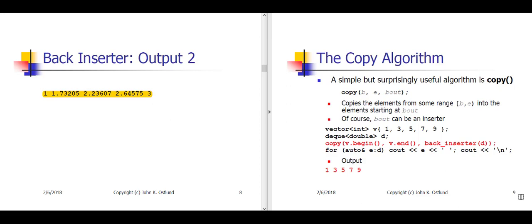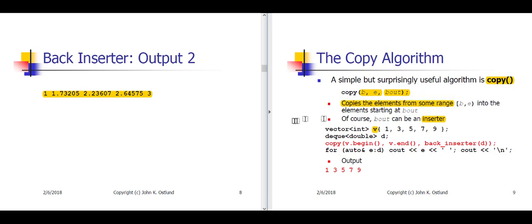A very simple but also remarkably useful algorithm is copy, shown here on slide 9. Copy simply copies the elements from some source range, from the begin up to but not including the end iterators in some container. That is the B and E shown here as the first two arguments. And those are copied into elements in an output container starting at the location B out. Now, of course, B out could be an ordinary iterator or it could be an inserter.